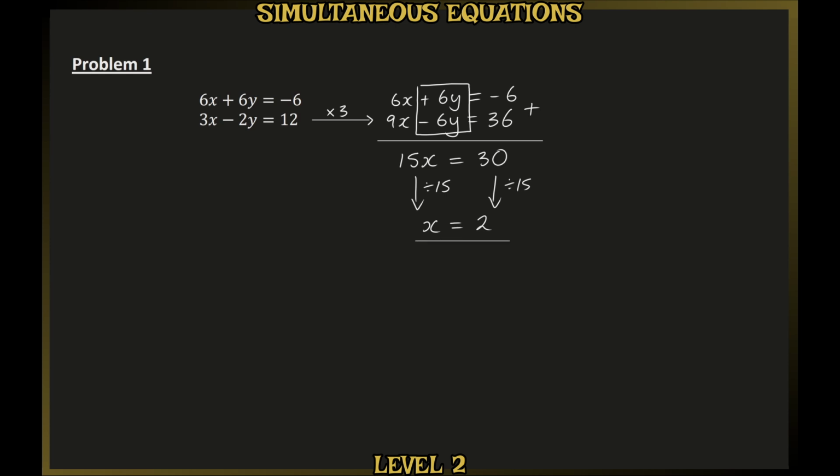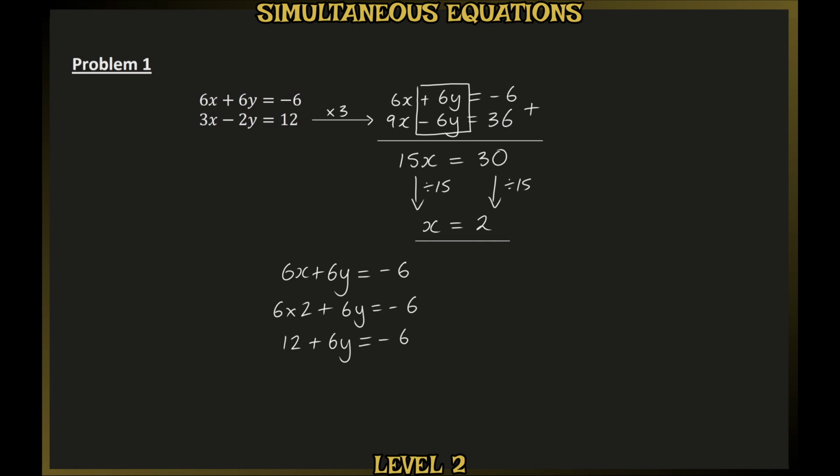We now need to substitute this value of x back into one of the original equations to find the value of y. Now we can use either equation, but the top one, 6x plus 6y equals minus 6, looks a little easier because it has a plus in the middle. So if we substitute x for 2, we have 6 times 2 plus 6y is equal to minus 6. 6 times 2 is 12, so we have 12 plus 6y is equal to minus 6.